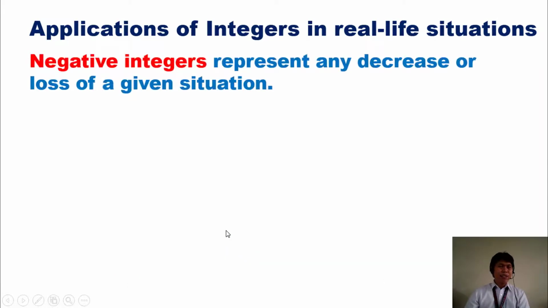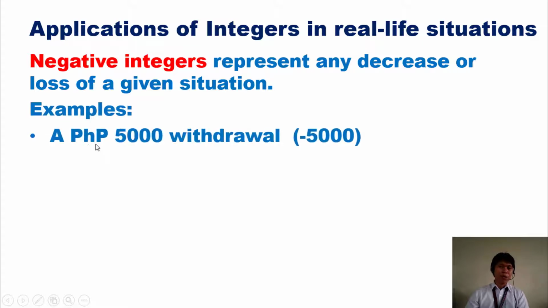On the other hand, negative integers represent any decrease or loss in a given situation. Okay, this is the opposite. Like for example, a 5,000 withdrawal. Earlier, on the previous slide, I discussed a deposit. This time it's a withdrawal. It is negative 5,000. Because when you withdraw your money, it means you lose that particular money from your savings. You are going to spend it or invest it, so that is negative 5,000.